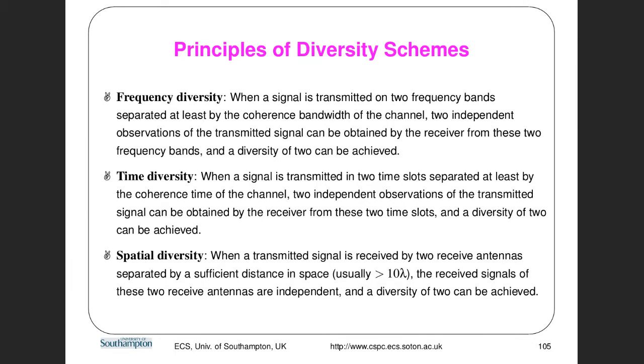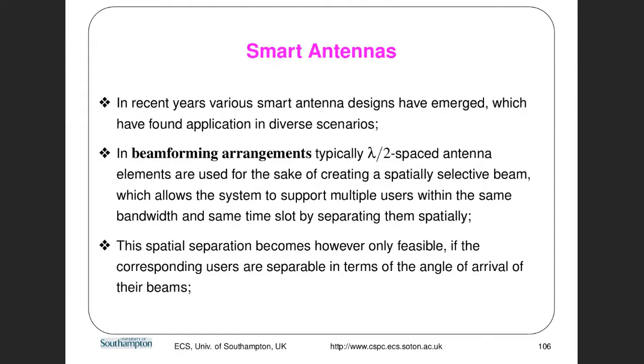So here I have explained the difference between frequency diversity, time diversity, and spatial diversity. So we can achieve diversity gain by using different frequency bands, or different time slots, or using antennas separated by sufficient distance in space. We're going to talk a little bit more about MIMO.